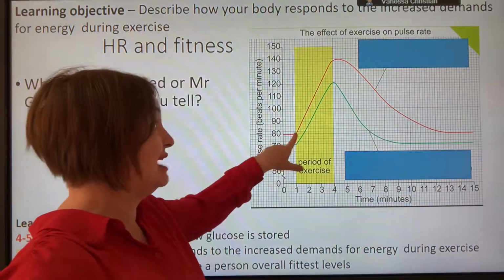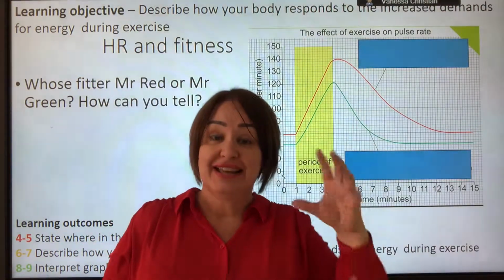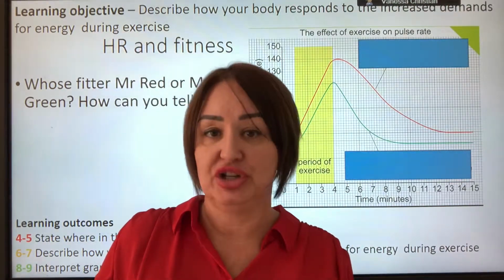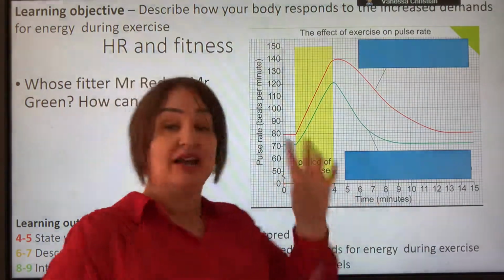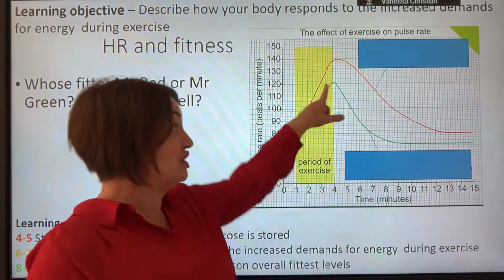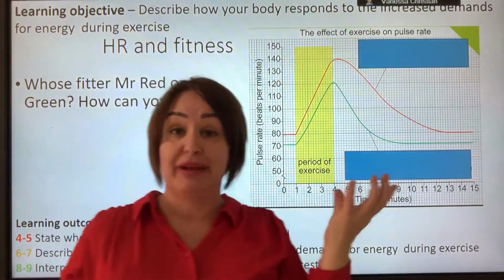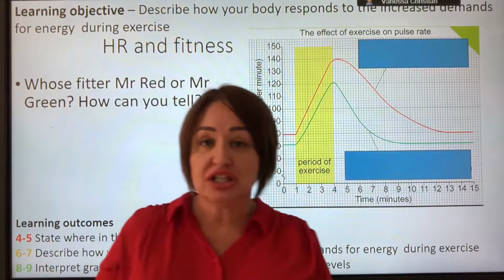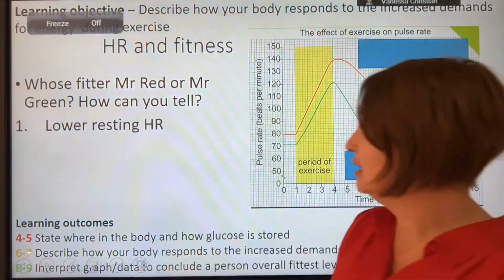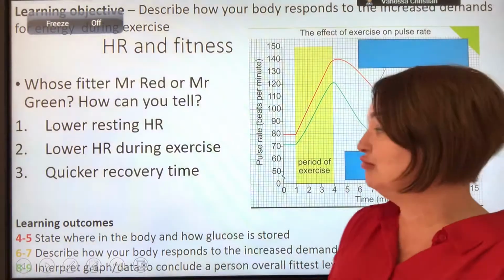Also, during exercise, Mr. Red's heart rate increased the most, and that means that his heart is having to contract more times, again, to pump a sufficient amount of blood around the body, whereas Mr. Green's can pump a bigger volume because his heart is stronger. Mr. Green also has a much quicker recovery rate, and that is a signal for being fitter than somebody else because it means there's less of an oxygen debt, and we talk more about that in 9.3. Mr. Green's got a lower heart rate during exercise and a quicker recovery time.